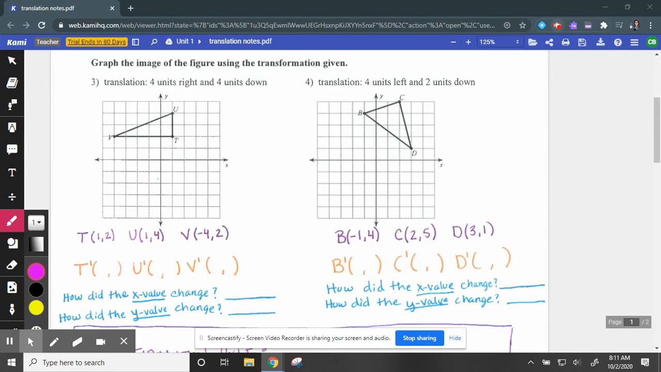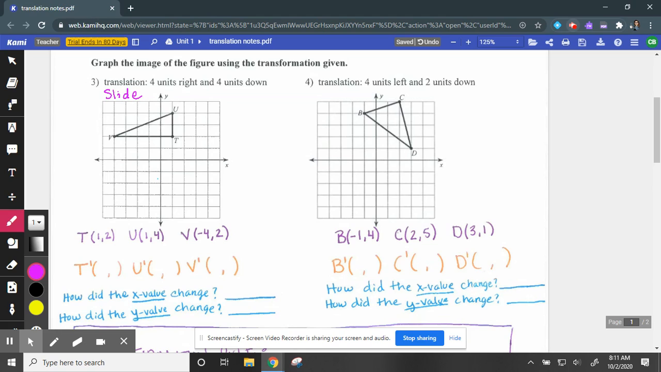Let's read the instructions. It says to graph the image of the figure using the transformation given. This is in your notes. It wants us to make a translation 4 units right and 4 units down. Now remember, translation just means to slide. So we're going to slide this 4 units right and 4 units down.